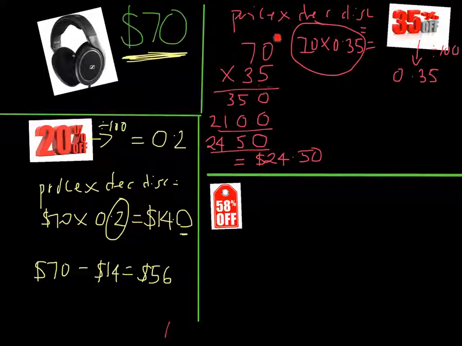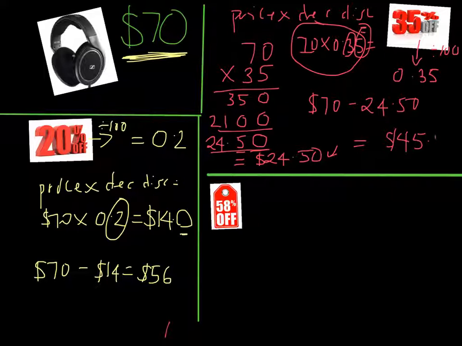I've done 70 times 35, which ended up with this answer. But because there were two numbers originally after a decimal point in the question, there must be two numbers after a decimal point in the answer. So therefore, 24.50, which is $24.50, is the discount. So that's our discount amount. To find the new price, it would be $70, take away $24.50. That'll give you a new price of $45.50. Sorry, it's not clear.